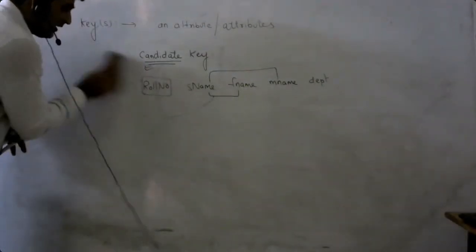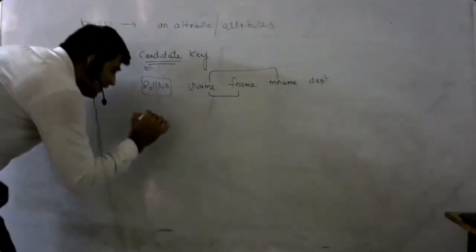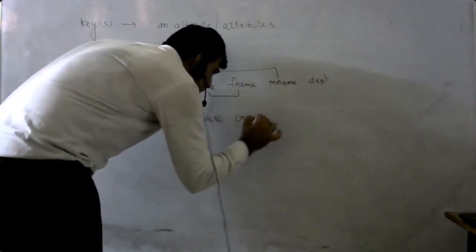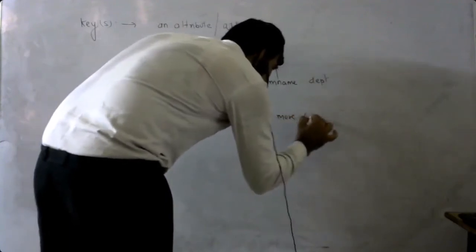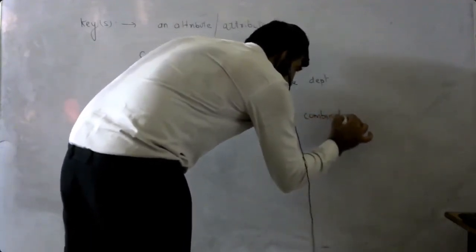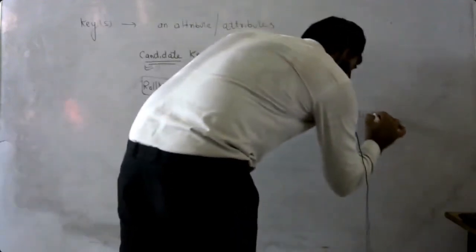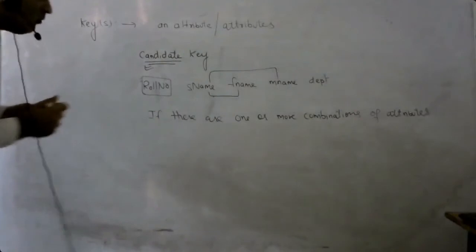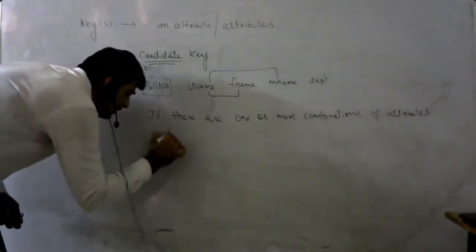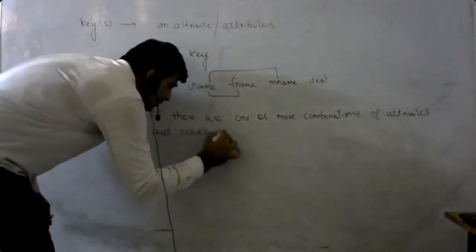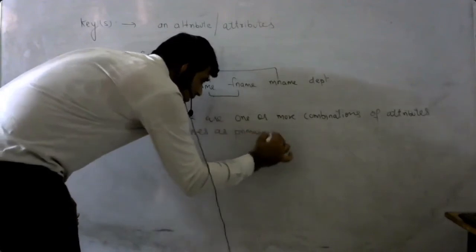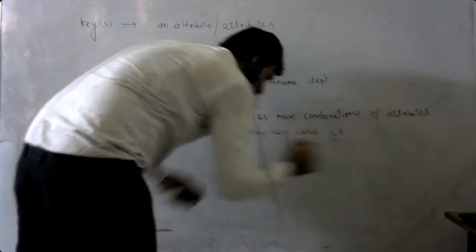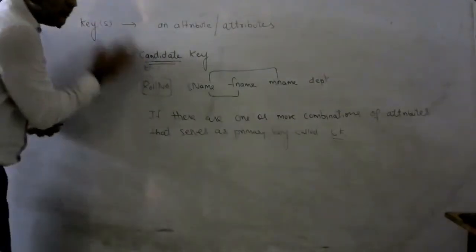Listen once more. If there are one or more combinations of attributes that serve as primary key, they are called candidate keys. Very easy.